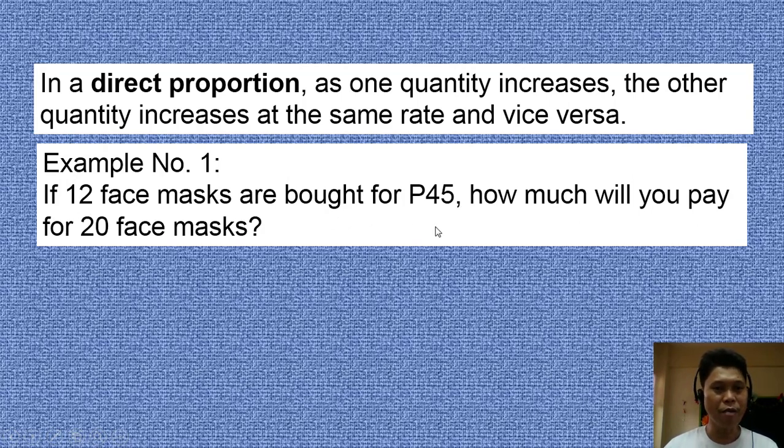Kung tataas ba itong 45 o bababa? So if you're going to analyze, syempre, tataas rin yan. Kasi kung 12 lang ang binili mo, 45 pesos. Kapag 20 face mask, syempre, mas mataas yan. Lagpas yan ng 45 pesos. So in this case, meron tayong na-identify na ang first quantity ay nag-increase. Ang pangalawang quantity naman, which is the amount, ay mag-i-increase rin. And this is an example of a direct proportion. So yun ang unang-unang kailangan nating alamin.